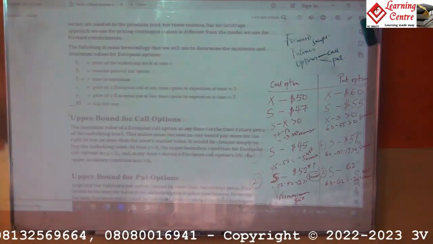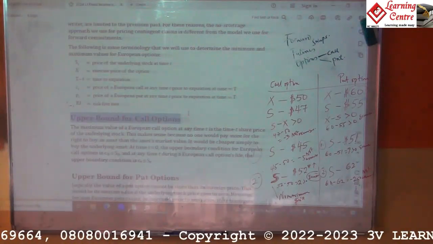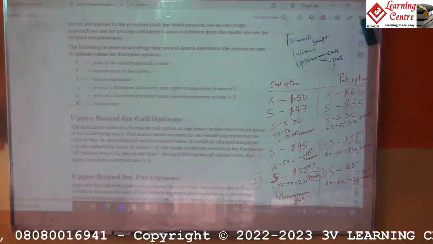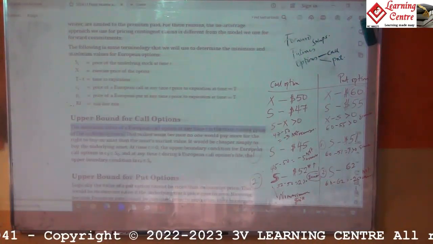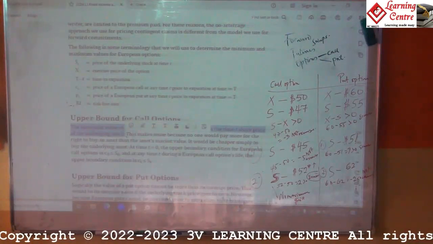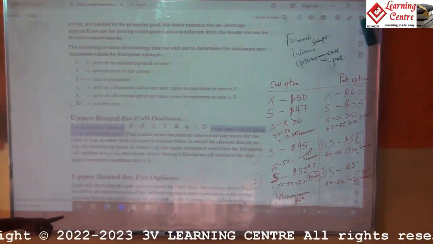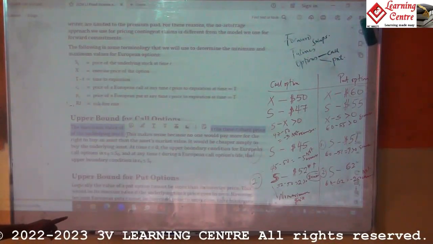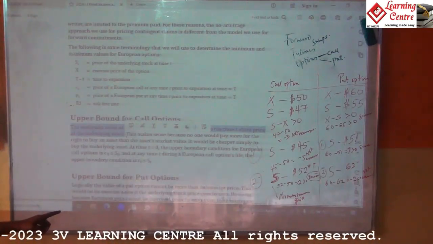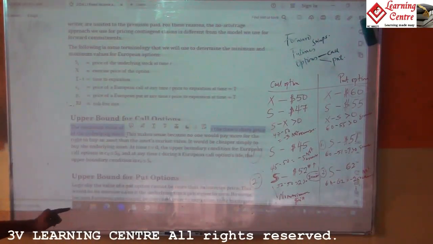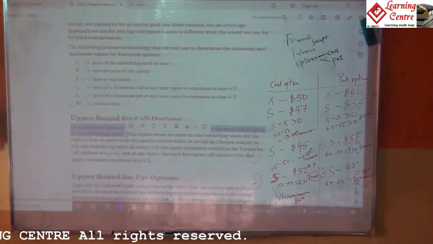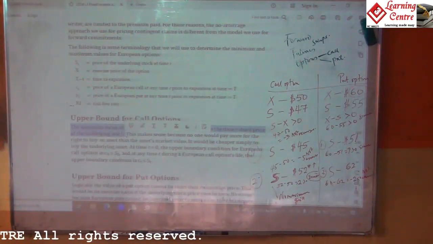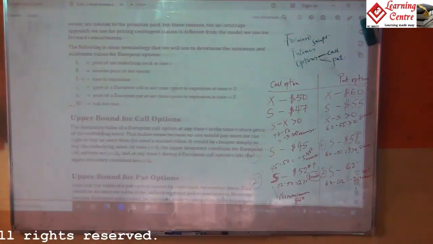What is the upper bound for a call option? So the maximum value for a call option at any time is the share price of the underlying stock, which is what we spoke about in our option 2. Where we said there is no maximum because it is the share price. So if the share price keeps going, if S keeps going up, that's the value, and that's how much it will be going up. So that's what this has said here.